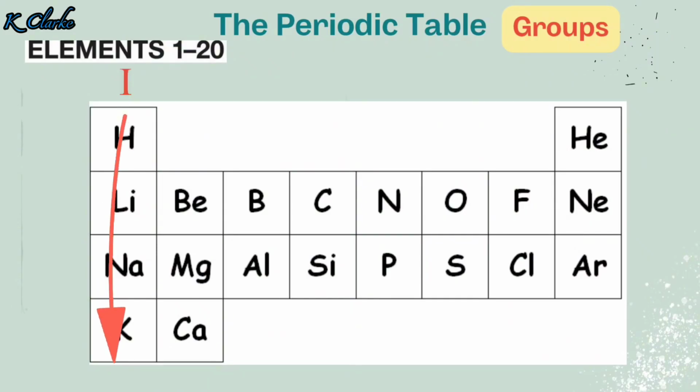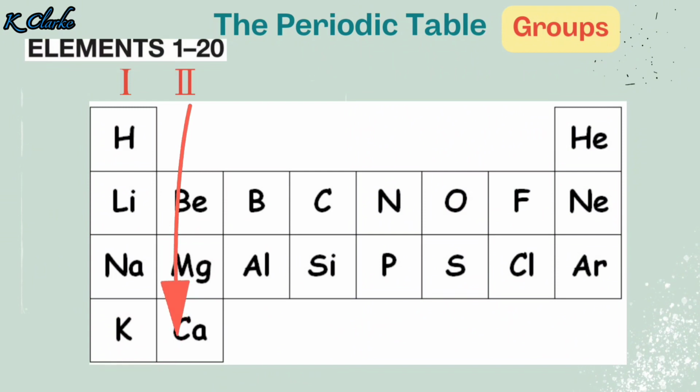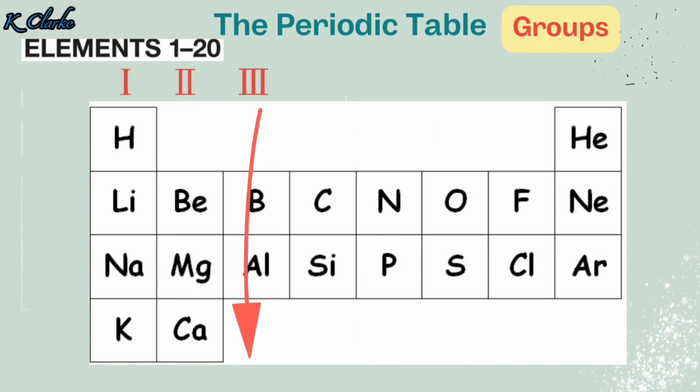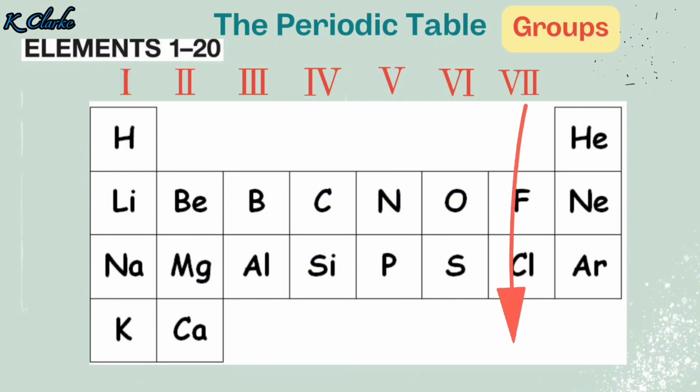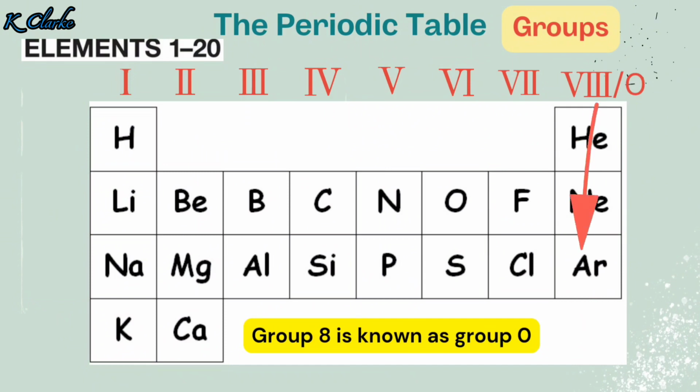Groups are numbered from left to right of the periodic table. The first column will be group 1, the second column group 2, the third column group 3, the fourth column group 4, the fifth column group 5, the sixth column group 6, the seventh column group 7, and the eighth column group 8. Please note, group 8 is also called group 0.